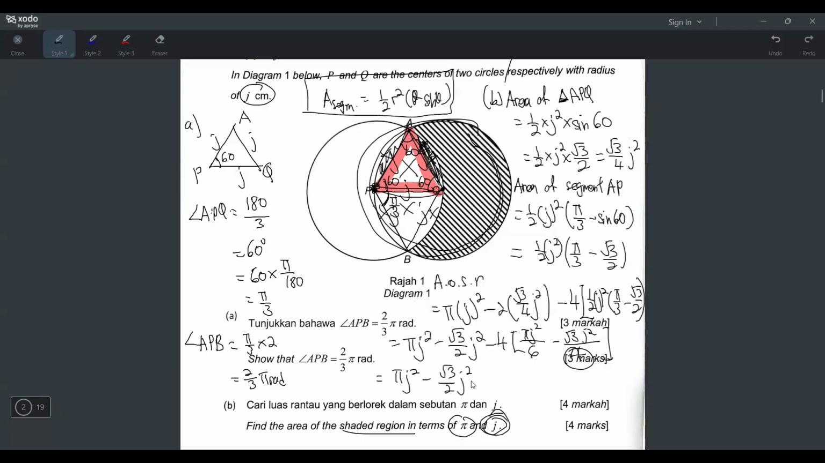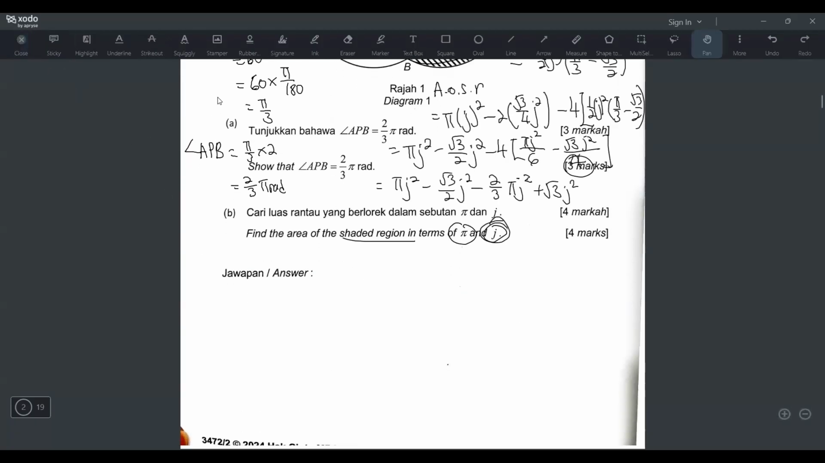Okay, 4 when you expand, it becomes 4 over 6, which is 2 over 3 pi j square. And then minus minus jadi plus. 4 and 4 can cut, left with sec 3 j square. Okay, so this is how my working looks like now.